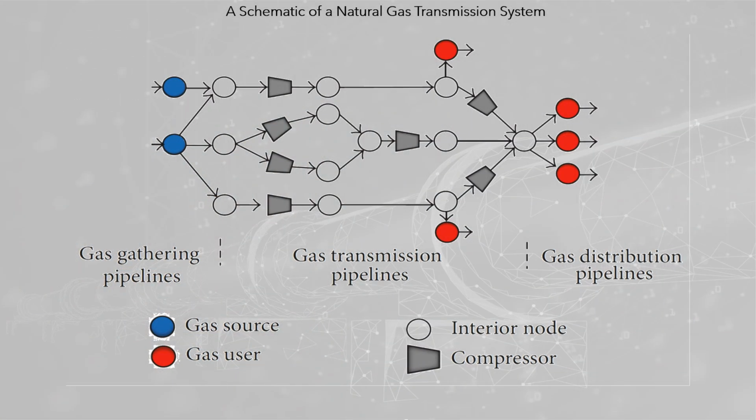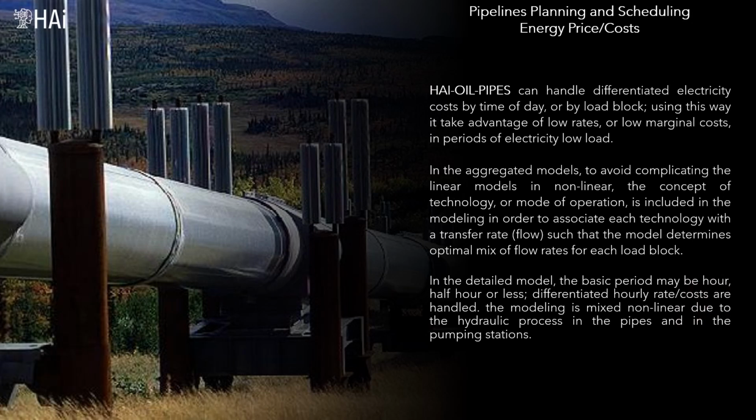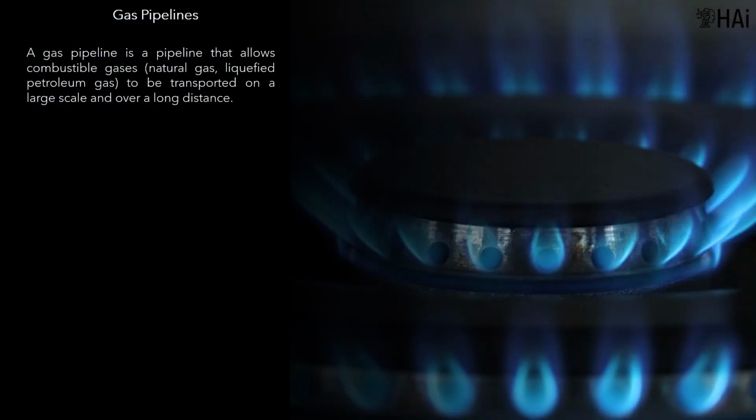A schematic of a natural gas transmission system can be conceptualized based on three subsystems: gathering pipelines, transmission pipelines, and distribution pipelines. The image shows a gas pipeline network composed of a tree and a cyclic network. The real-time model can handle differentiated electricity costs by time of day, or by load block, using this way to take advantage of low rates, or low marginal costs, in periods of electricity low load. A gas pipeline is a pipeline that allows combustible gases, natural gas, liquefied petroleum gas, to be transported on a large scale and over a long distance.